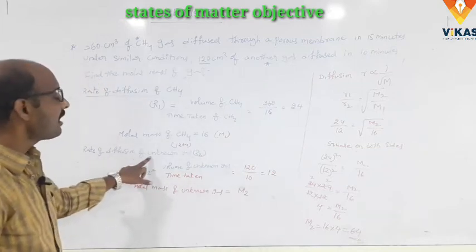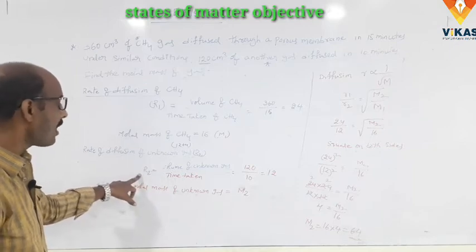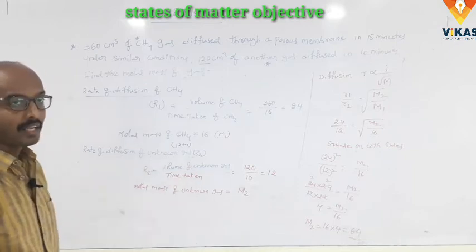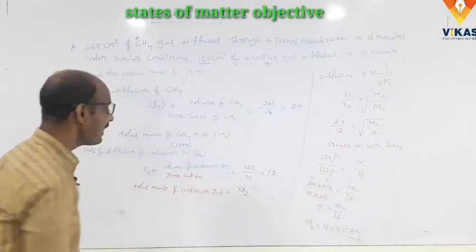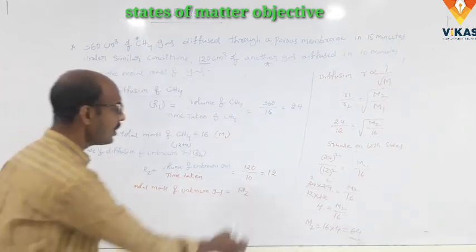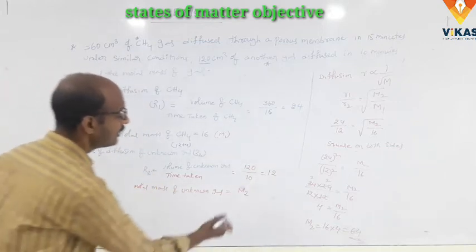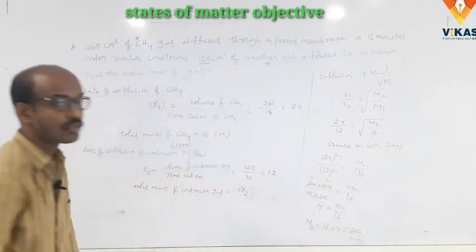And next, rate of diffusion of the unknown gas, R2. So R2 is equal to volume of unknown gas by time taken. Volume of unknown gas by time taken, that is 120/10. So that is equal to 12. And molar mass of unknown gas M2, this we do not know. So that is the question mark.